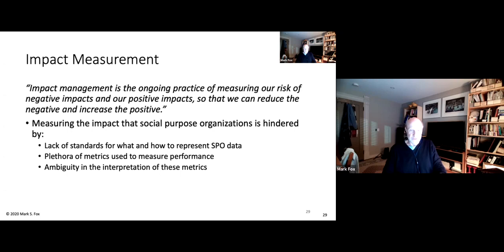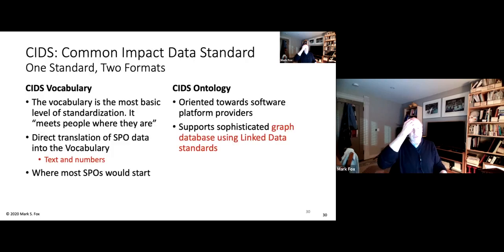Nevertheless, funders of social purpose organizations are increasingly requesting that social purpose organizations begin to measure their impact. And this is a major change for those organizations. And one of the big problems, the two big problems are, what are standard methods for measuring impact? And second, are there any standards for data that represent impact measurement? So the project that we have been involved in, that's funded by the Canadian government, is part of what's called the Common Approach.